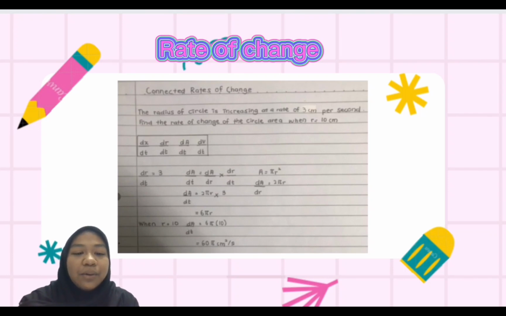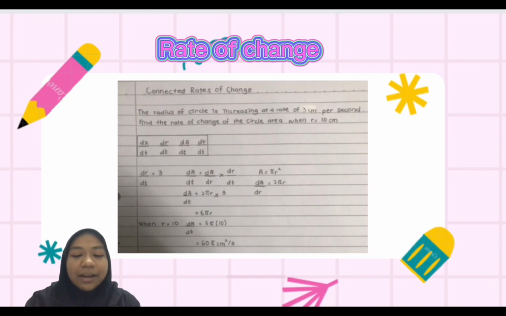So here we have a question. The radius of a circle is increasing at a rate of 3 cm per second. So the rate of change of the radius, dr over dt, equals 3 cm per second. Find the rate of change of the circle area when r equals 10 cm. So here we have a circle with a radius.